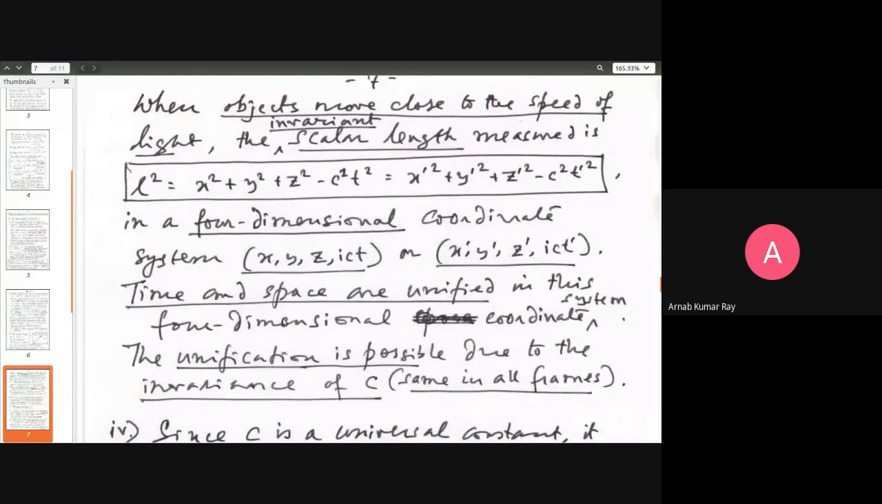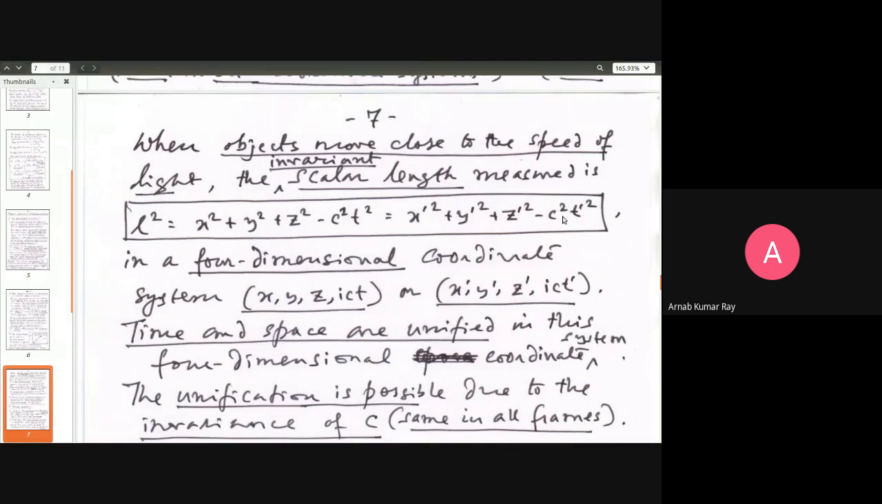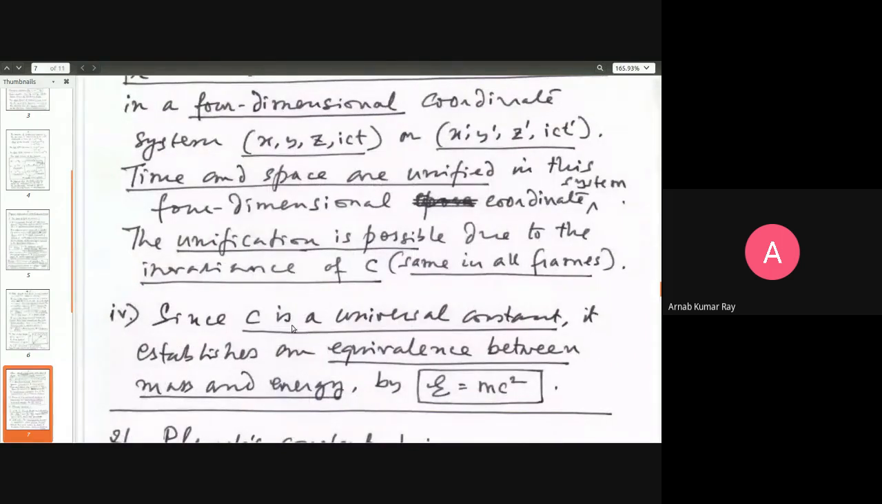But the thing is that in reality, the universe is actually a four-dimensional coordinate system, and time and space are now unified. We should not be seeing them as two separate physical categories, and this unification is possible because of the invariance of c. You see this c squared and this c squared over here. I have written x, y, z, and t here. I have written x prime, y prime, z prime, and t prime here, but I have not written c prime here. Why not? Because c is going to be the same through all frames of reference. So this unification has been possible because of Einstein's showing that the speed of light is invariant through all frames of reference.